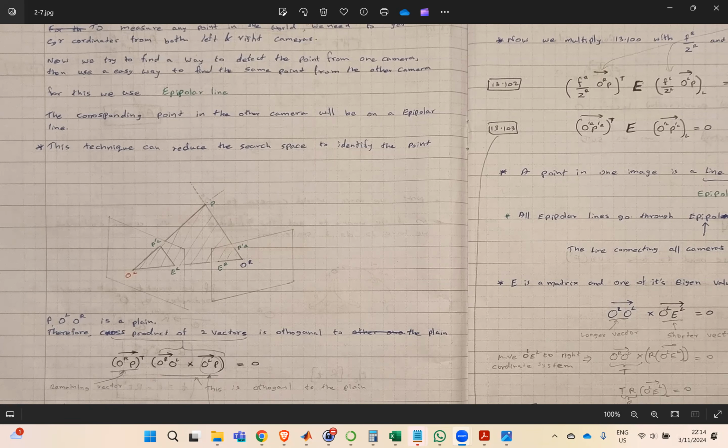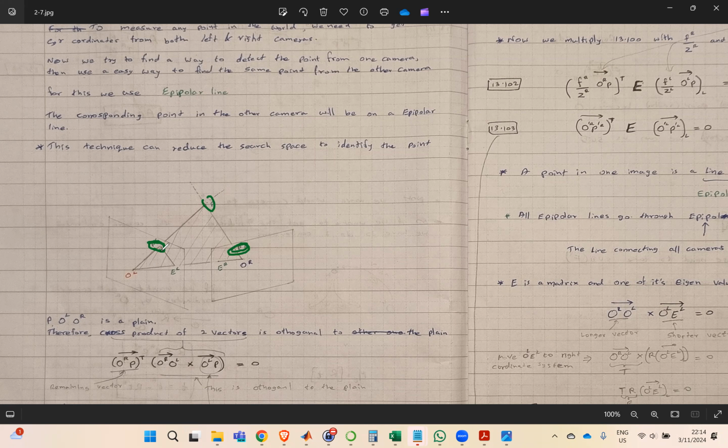Okay. So the main idea is we need to find one point that is observed by two cameras. When this point is observed in P prime, that's one camera image, it's not enough. We need to take it from both sides to get the 3D measurement for a particular point in the world. So then we need to mark this from both images.